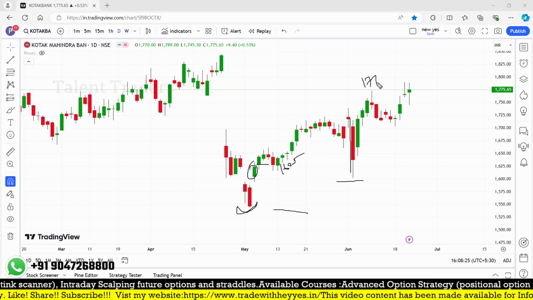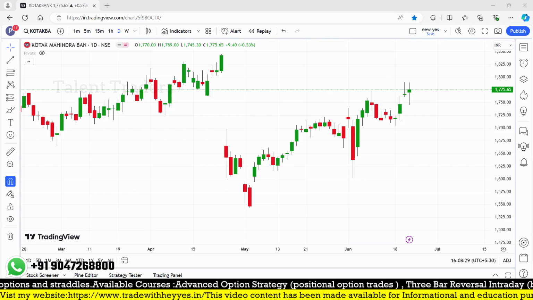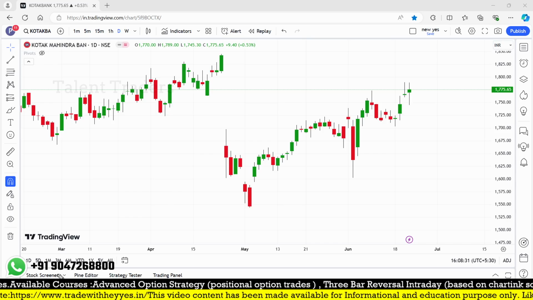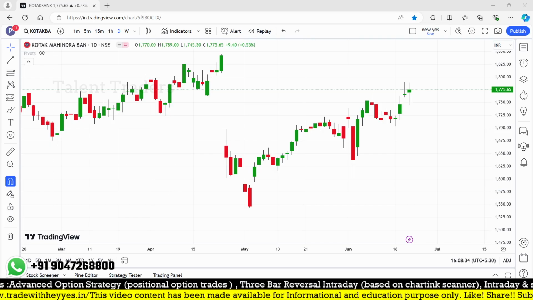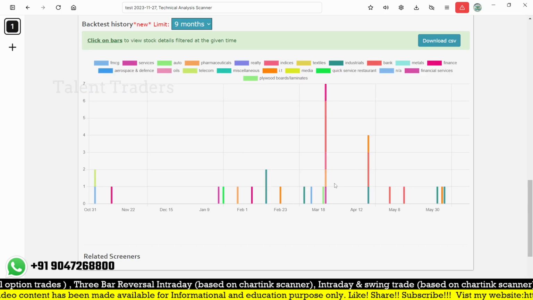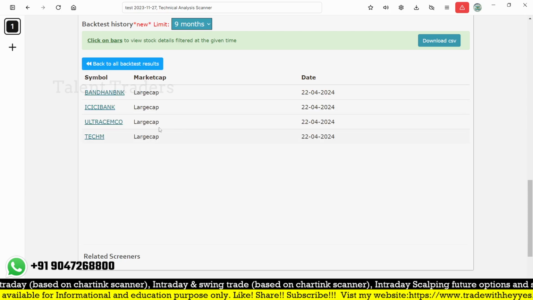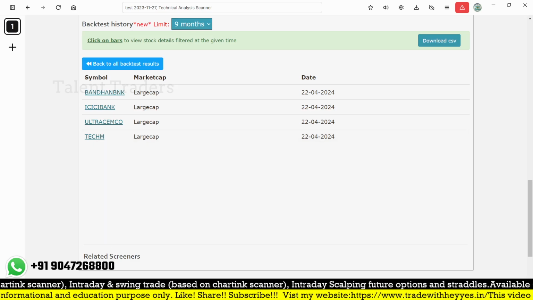Now it is 1775, almost 150 points moved from our entry point. So this is one more swing scanner which we created already, and now I'm just telling you how to use it and how, after getting the list of the stocks, you can take it at the end of the day also. And previously we had 4 stocks on April 22nd: Bandhan Bank, ICICI, Ultratech and Tech Mahindra.